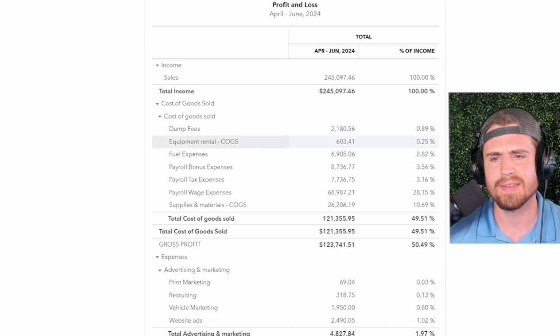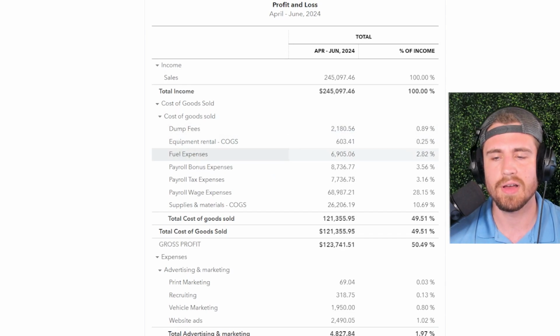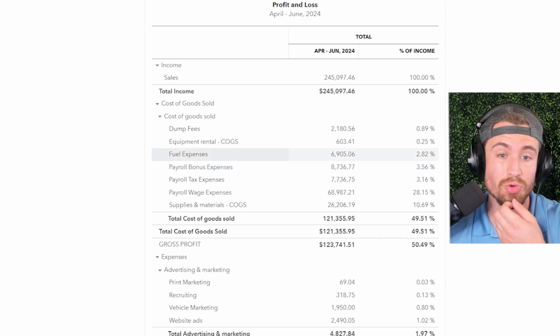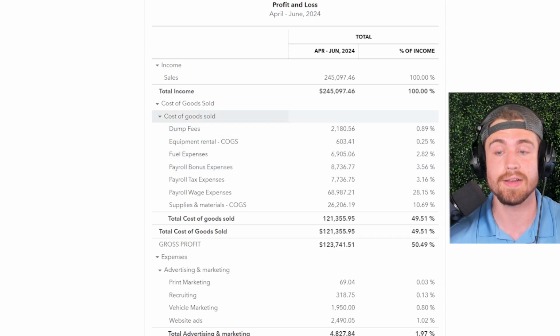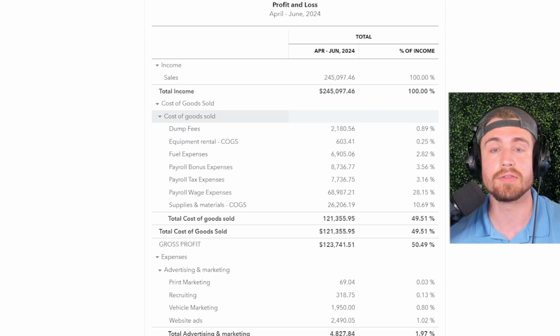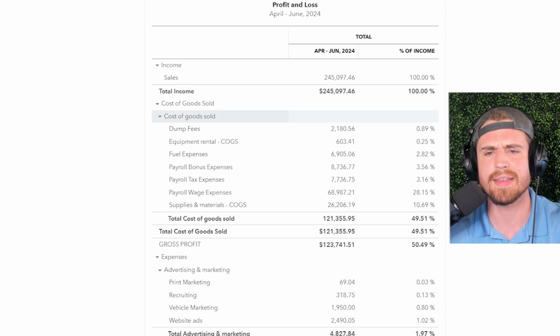Fuel expenses, dump fees, these ones are a little harder to control, especially fuel. Dump fees, you have a little more control. You can do things like, for example, get a yearly subscription at your dump yard, and maybe they'll say, hey, if you give us like $5,000 for the year, we'll let you dump as much as you want. Things like that can help you control it.